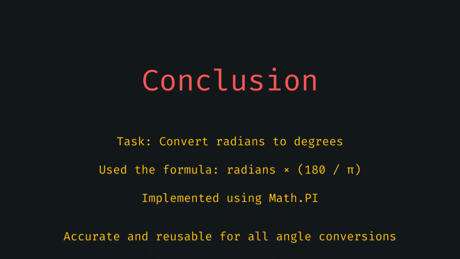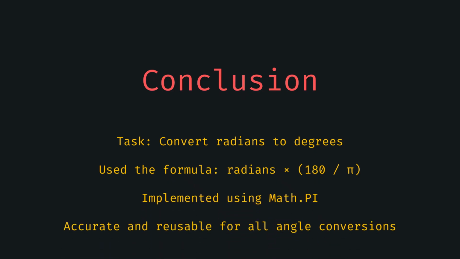And that's how you convert radians into degrees in JavaScript. We've used a simple formula and built a clean and reusable function. It's fast, accurate, and useful in any JavaScript project involving angles.